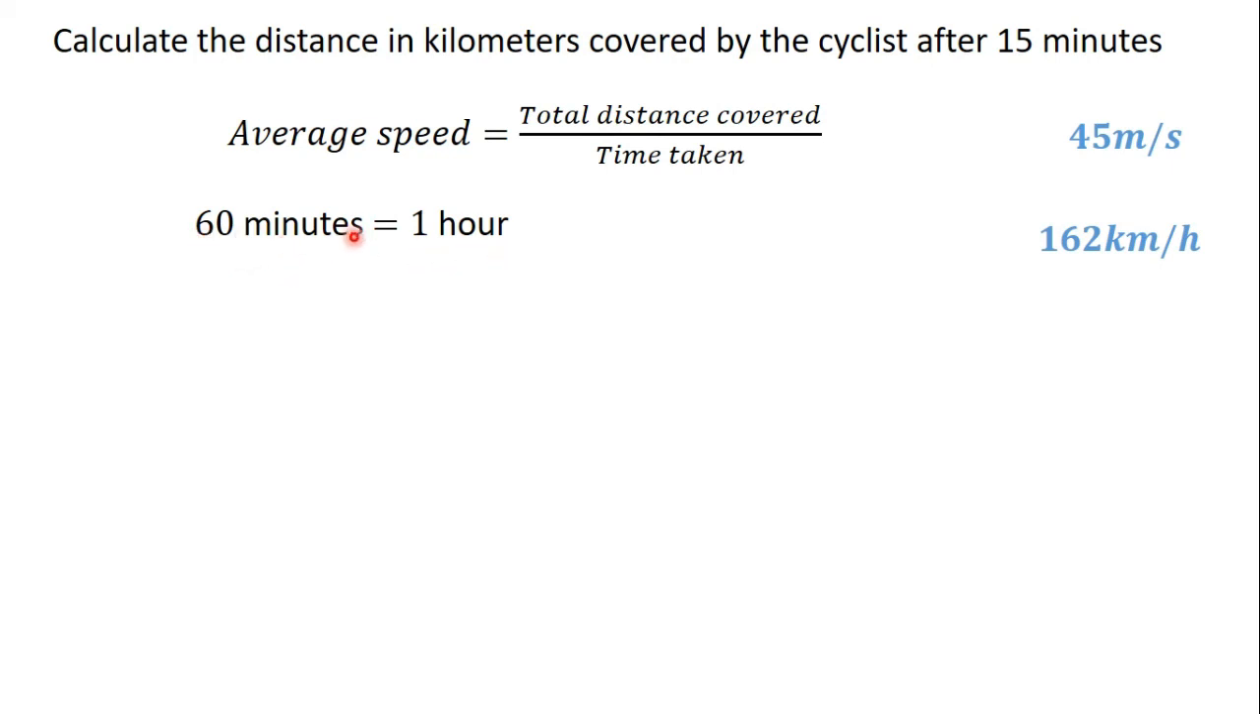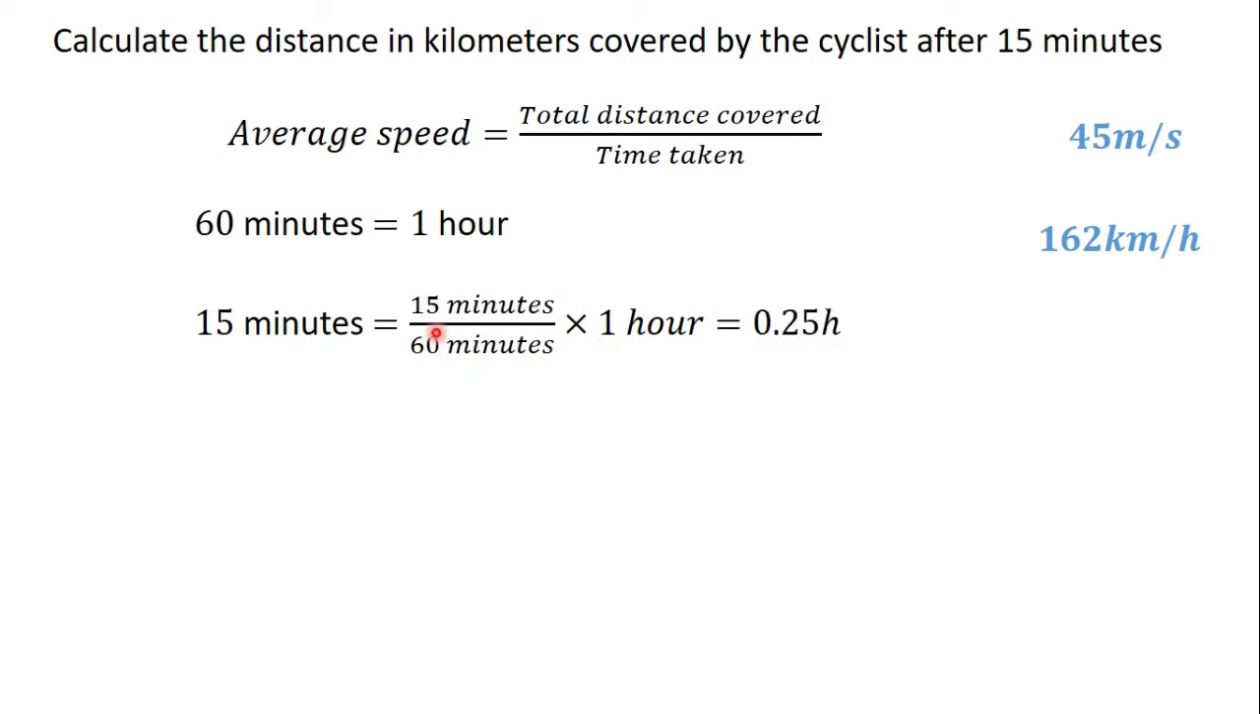So if 60 minutes is equal to 1 hour, then 15 minutes will give us less than 1 hour. If less, more divide. So 60 minutes will divide. So we have 15 minutes divided by 60 minutes times 1 hour. Minutes and minutes will cancel each other out. You have 15 divided by 60 times 1 hour. 15 divided by 60 will give us 0.25. So you have 0.25 hours. Okay, so we now have our time in hours.